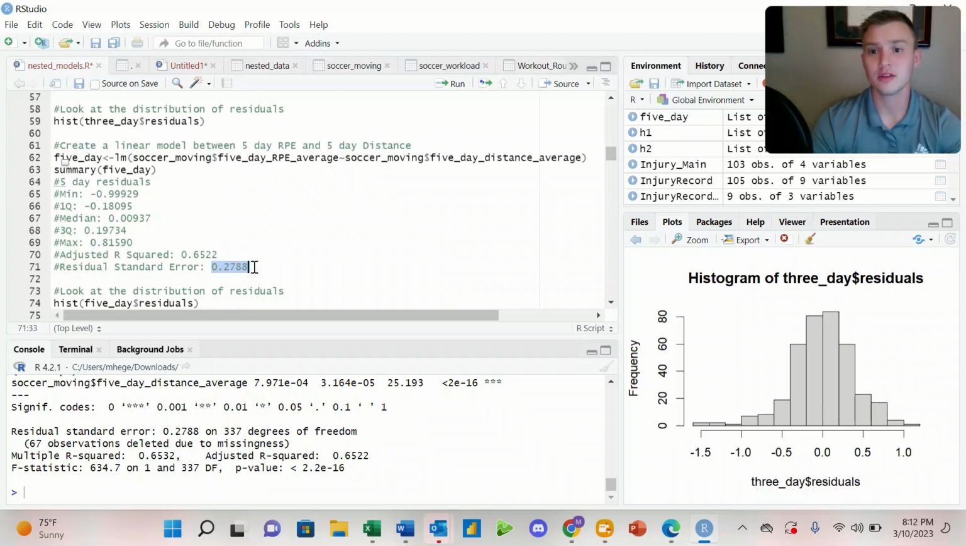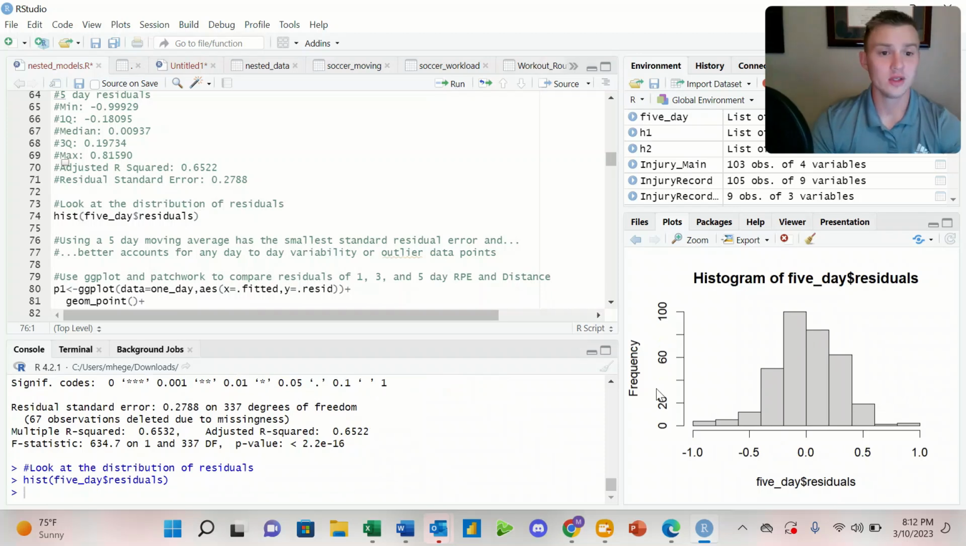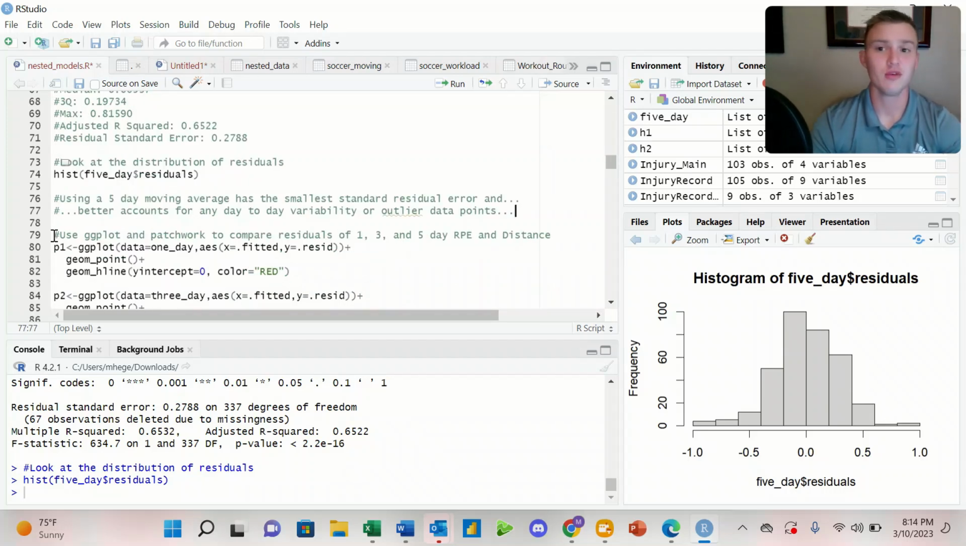So that means that there's a better fit of the trend line, even though the correlation between 5-day RPE and 5-day distance has decreased slightly. The trend line is a better fit. Again, we can take a look at the histogram of residuals for our 5-day linear model, and we see that in fact there is a better distribution around the median, and there doesn't seem to be any skew. So what that tells us is that using a 5-day moving average has the smallest standard residual error, and that better accounts for any day-to-day variability or outlier data points.